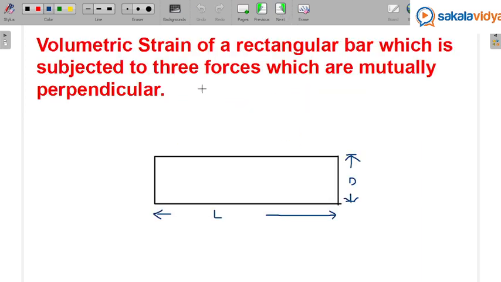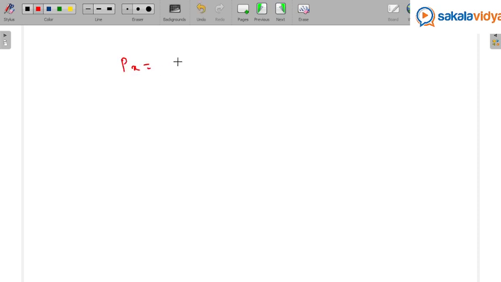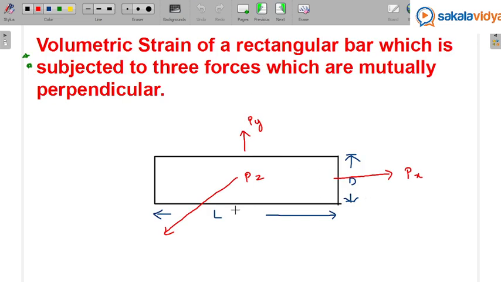Now the volumetric strain of a rectangular bar which is subjected to three forces which are mutually perpendicular. This model is very, very important. In our first model we have seen that load is applied only in the length direction. Here we are going to apply the load in x direction, even in y direction, even in z direction. So for your kind information, my dear students, Px is nothing but the applied load along lengthwise, so we are going to apply this load along the lengthwise.